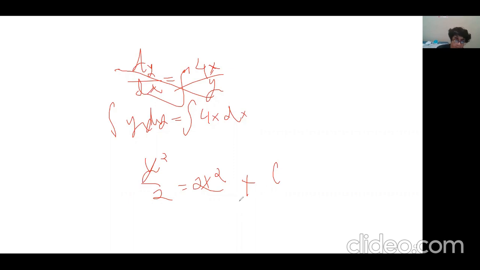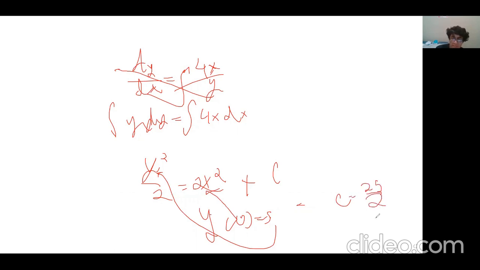So then it'll say, okay, maybe y of 0 equals 5. So for all y's, you plug in 5. And for all x's, you plug in 0. And you figure out that c is 25 over 2. And so then the particular solution has this nice solved c in it.